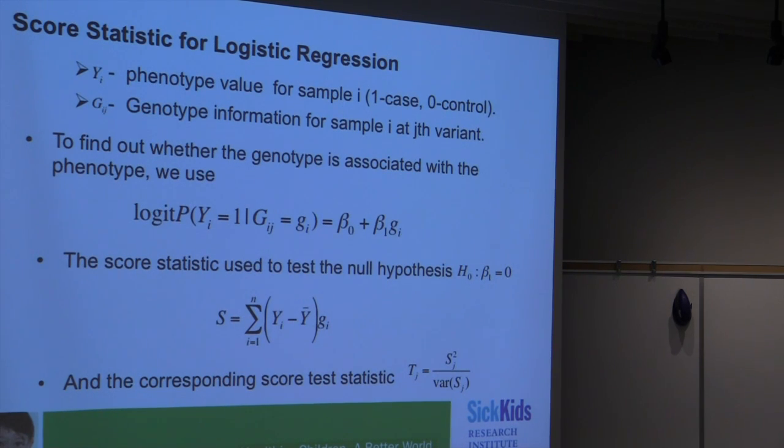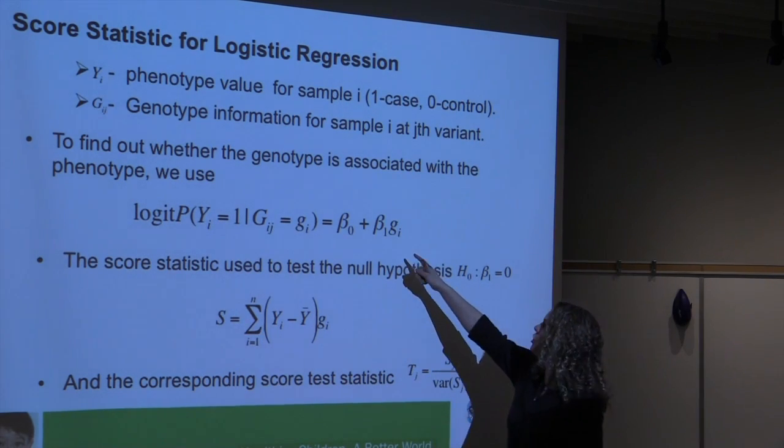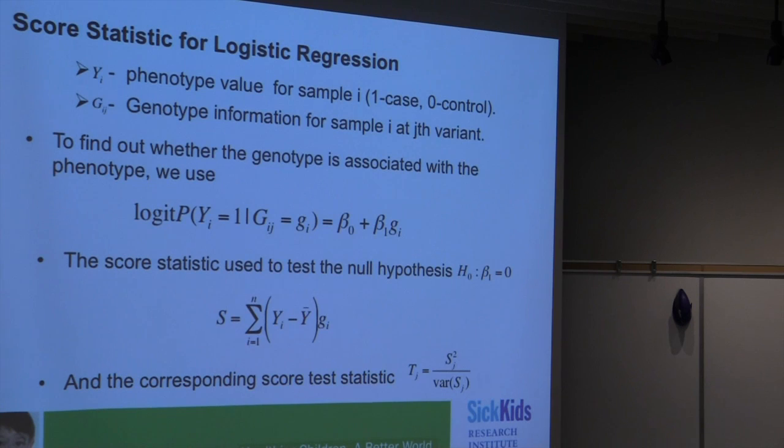And then to find out whether the genotype is associated with some phenotype, you would just use the logit of pi_i, right? And that's equal to that linear predictor, beta naught plus beta 1 G_i. So you're testing the null hypothesis here that there's no association between the variant and the phenotype. Okay, so this is just a standard logistic regression model. And what's nice is you can get the score statistic from this model that tests the null hypothesis that beta 1 is equal to 0. What you're doing is testing whether there's an association between the variant and the outcome.